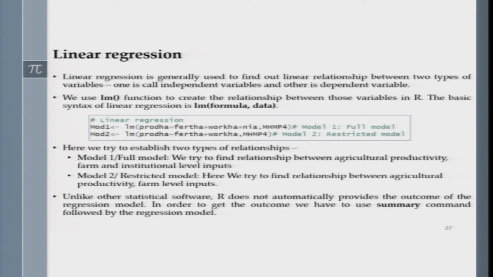Now, in this full model, you note that there are two inputs which are coming from the farm households, which is basically the application of fertilizer and the labor input, and the other one is coming from institutional input, which is the net irrigated area, because government has to provide some infrastructure so that farmers can use canal water for irrigation.